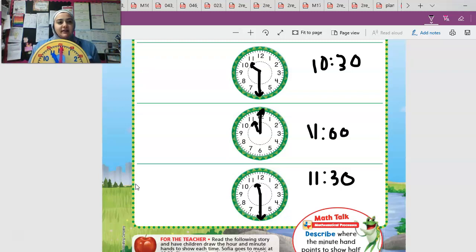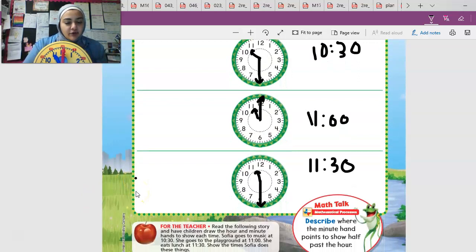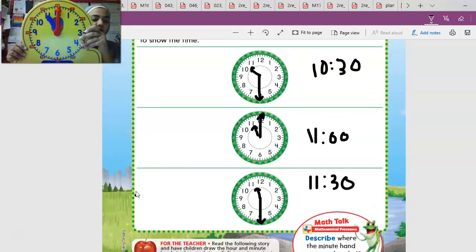Well, if she goes to lunch in 30 more minutes, then this is 11:30. See how the small hand is between the 11 and the 12? The hour of 11, and then the big hand is on the 6, which means 30. All right, moving on.